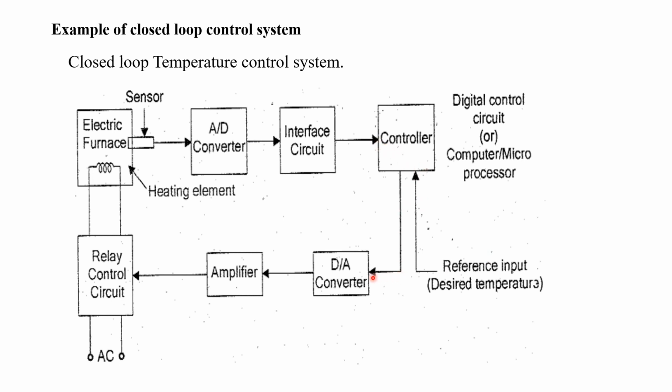When the error signal is 0, it will be processed and given to the relay control circuit, that is the switch, and the switch will be in the off condition because the error signal will be 0. So in this case the heating element will not supply heat to the electric furnace because the AC supply is disconnected from the heating element. Okay, so 1000 degrees Celsius will be maintained inside this electric furnace.